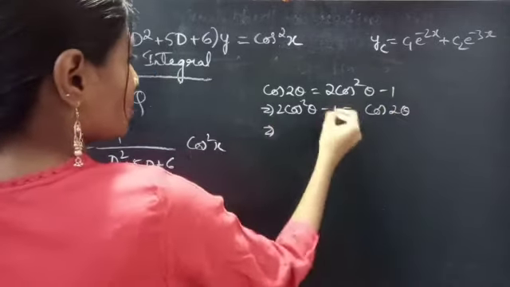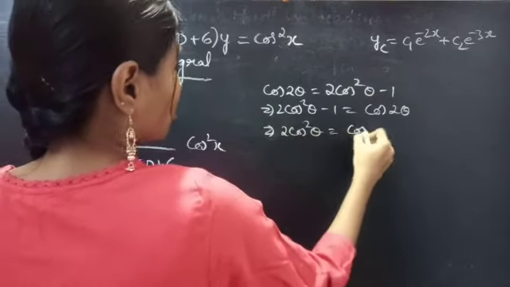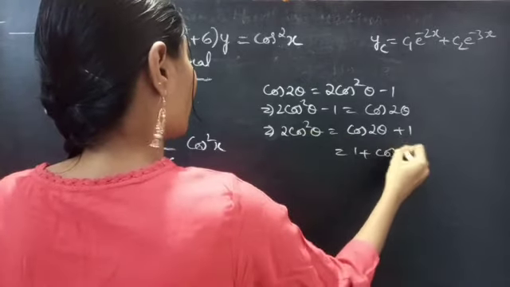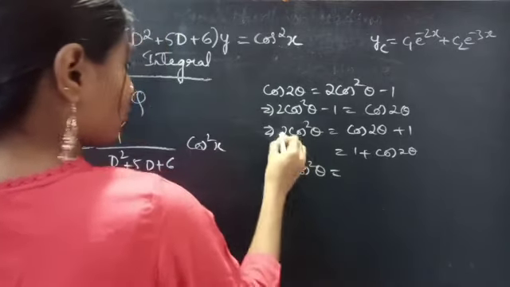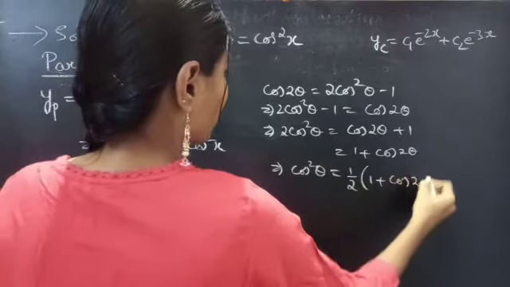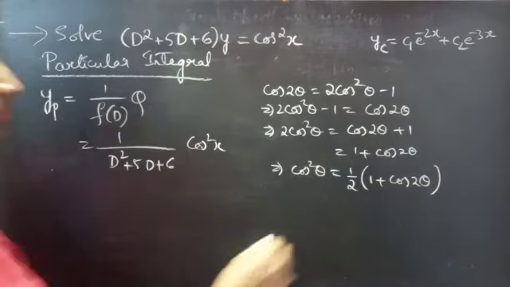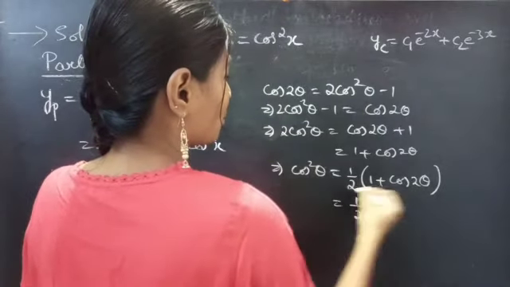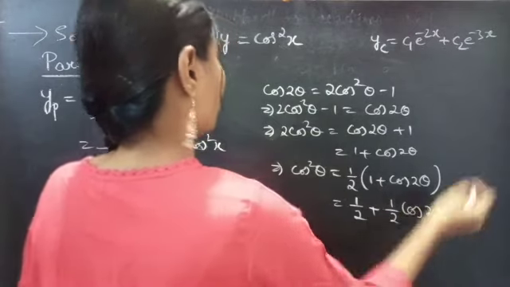Now, take this minus 1 to RHS, you'll get 2 cos square theta equals cos 2 theta plus 1, or 1 plus cos 2 theta. Then cos square theta equals, taking 2 to RHS, 1 by 2 times 1 plus cos 2 theta, or 1 by 2 plus 1 by 2 into cos 2 theta, right?